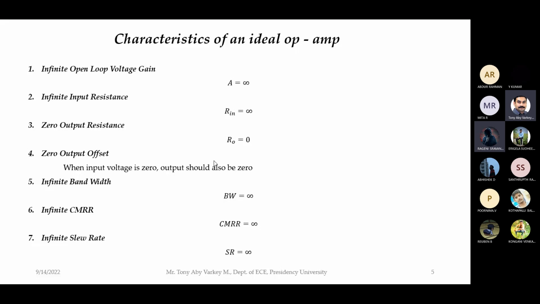So please remember these are the characteristics of an ideal op-amp. First one is infinite open loop gain. Second one is infinite input resistance. Third one is zero output resistance. Fourth one is zero output offset. Fifth one, infinite bandwidth. Sixth one, infinite CMRR. And seventh one, infinite slew rate. Of this, the last two we will be discussing in detail in coming classes. So please note this down. These are the characteristics of an ideal op-amp.